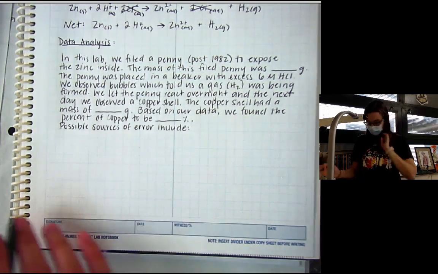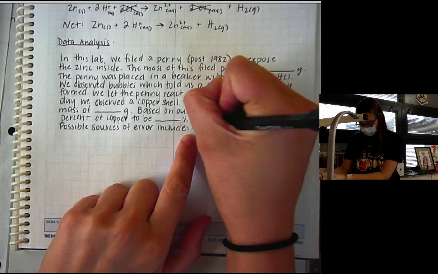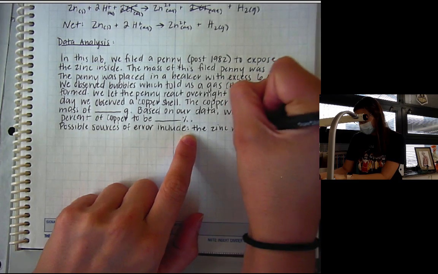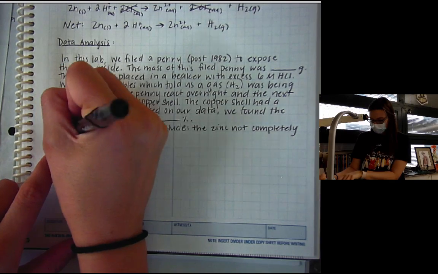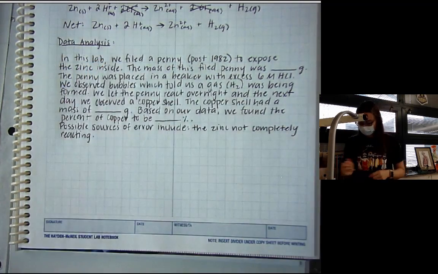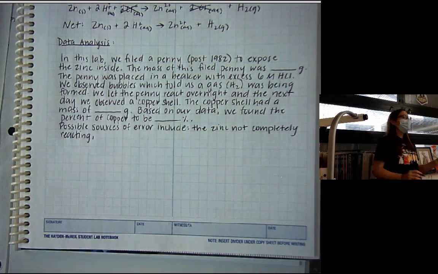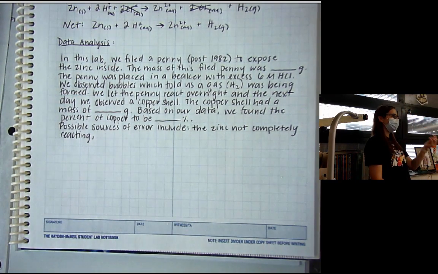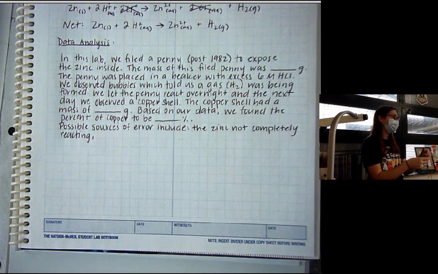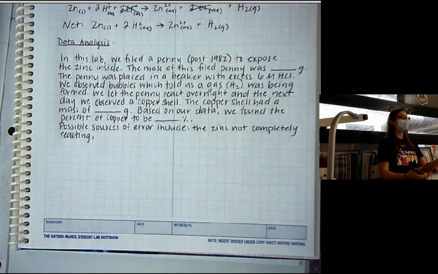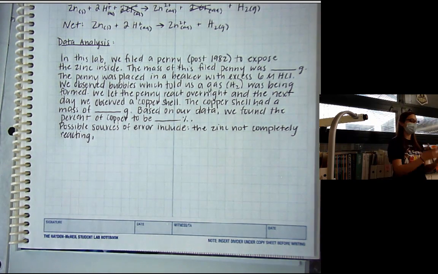So one of the sources of error, so include the zinc not completely reacting. Oh, that should be a comma. So for some people, they actually found that they still had like black particles around their copper shell. That was zinc. There were some people that accidentally ripped it open or purposefully ripped it open and still saw that there were black particles inside the shell. That is zinc that did not react. That's a source of error because we assumed that all of the zinc was gone inside the copper shell.